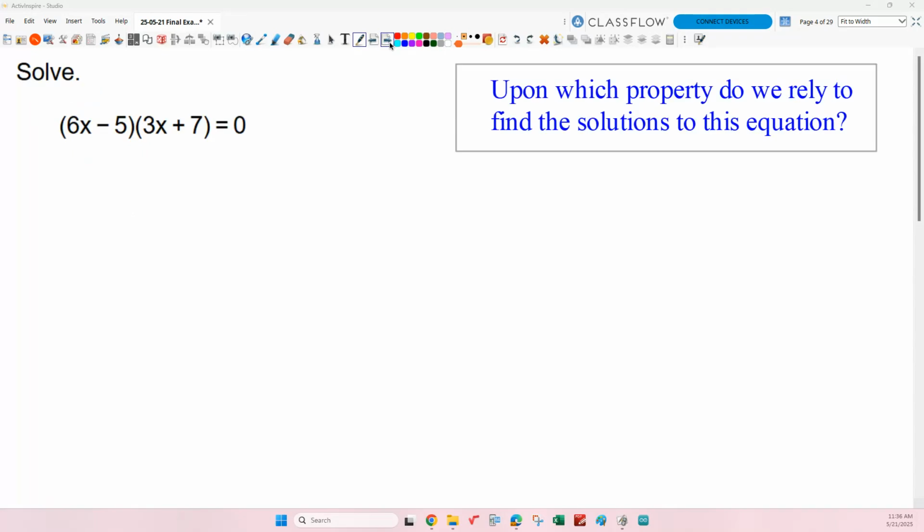Okay. Now what is it asking us to do? Because we have the factors. We want to... yeah, we're finding the zeros, so we're solving it. Yeah. Which property tells us that we can set them both equal to 0? Do you remember? Yeah, just the zero product property.